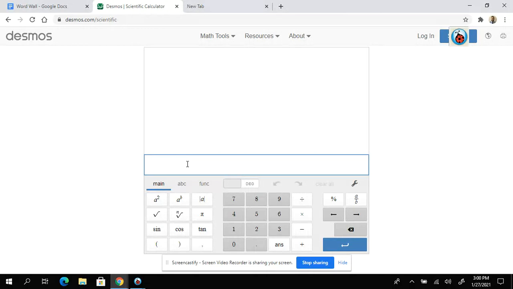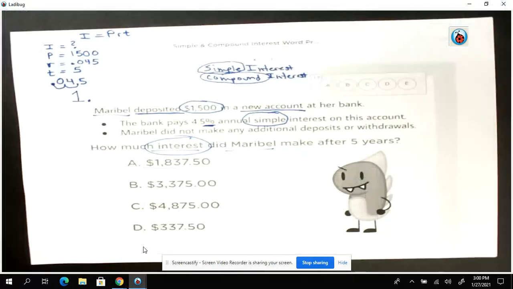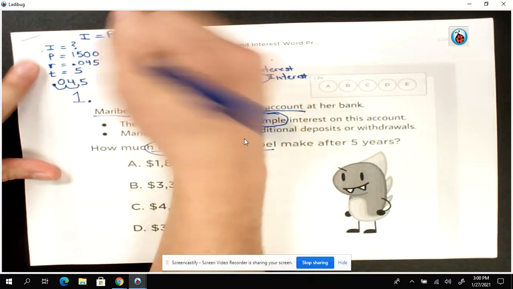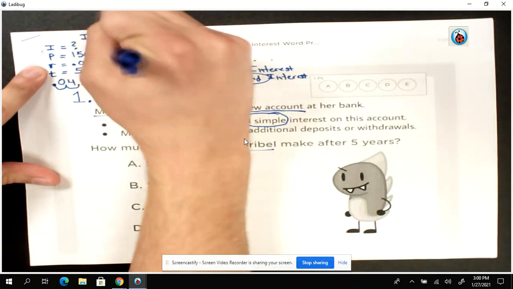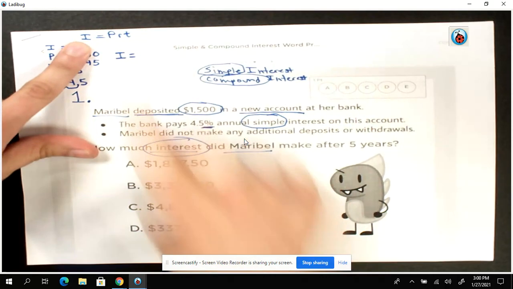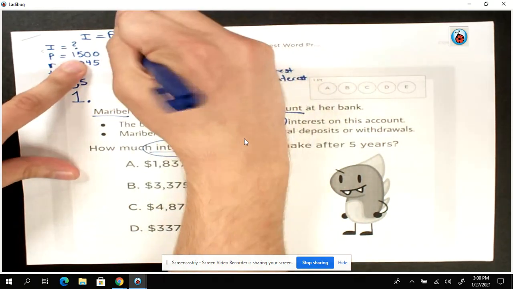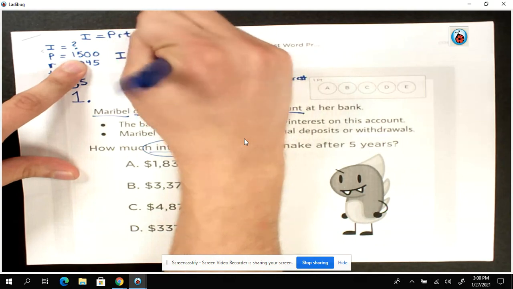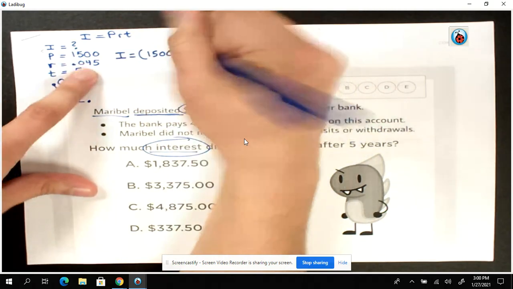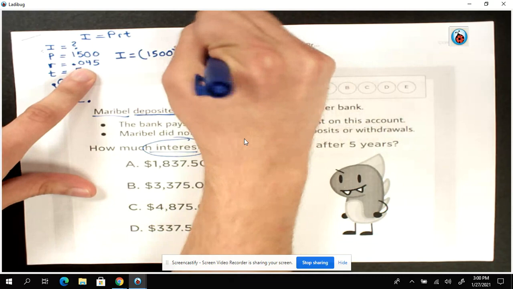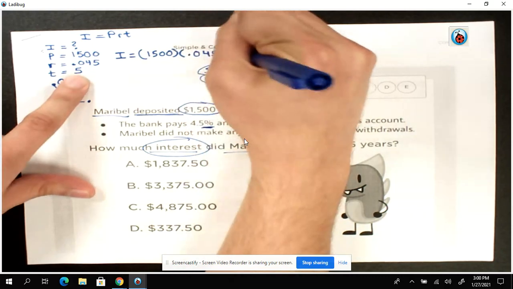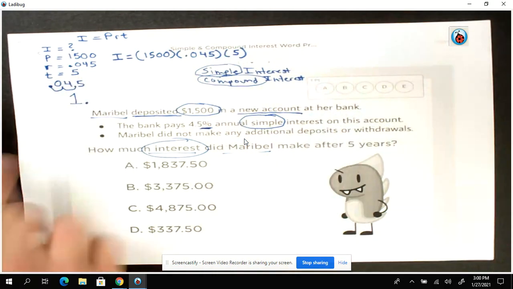And we're going to type that in. Or actually, I'm getting ahead of myself. Let's go back. We want to write out the equation. So now we identified the variables. So now we're looking for I. We're going to write I, because that's the variable we're looking for. Our P, we said, is 1,500. So 1,500 times the rate, 0.045, times the T, 5.